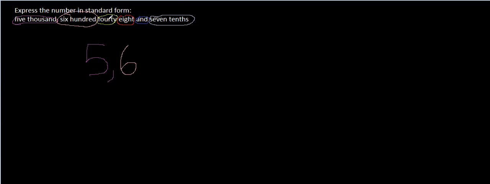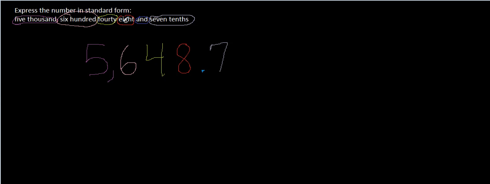Okay, so 600. Now I see 40. So I know I have 4 groups of 10. So I'm going to go ahead and do that. I see 8. So I have 8 ones. Okay, and, alright, I remember when we're doing decimals, we need to have a decimal point. So and's going to be my decimal point. And then we end it with 7/10.